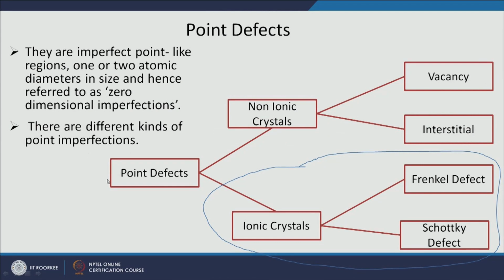Point defects are imperfect point-like regions, 1 or 2 atomic diameters in size, and that is why they are referred to as 0-dimensional imperfections. There are different kinds of point imperfections: non-ionic and ionic. In ionic you have Frenkel and Schottky defects, which we are not going to cover here, but you can see them in any material science book. We will be mostly interested in these two defects, which are 0-dimensional in nature.